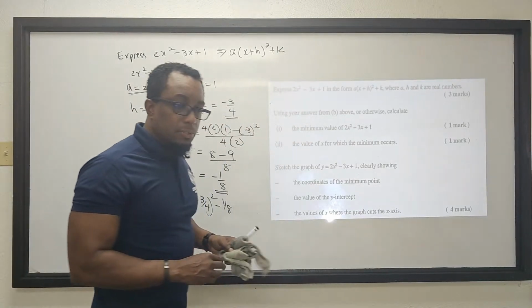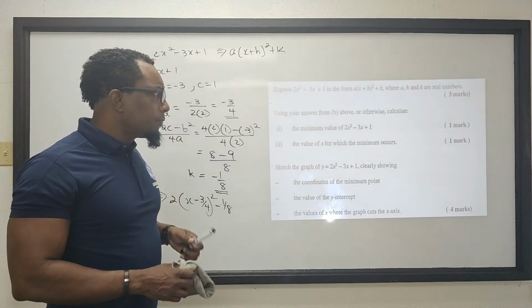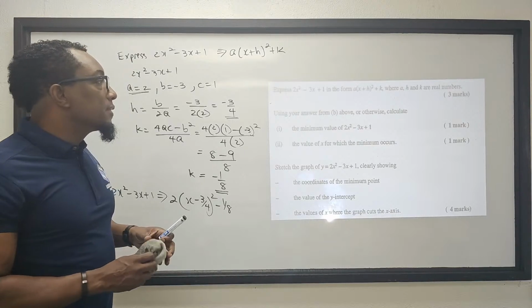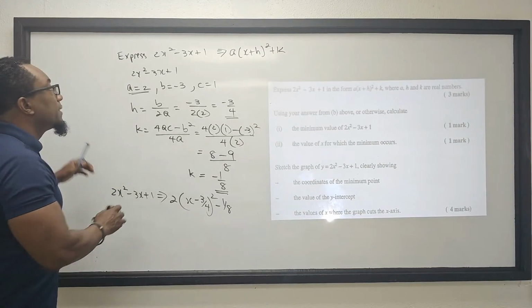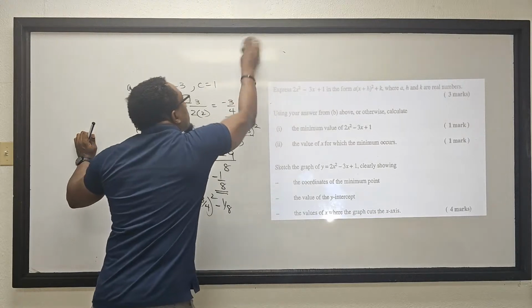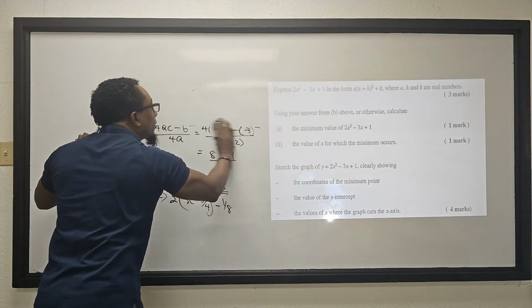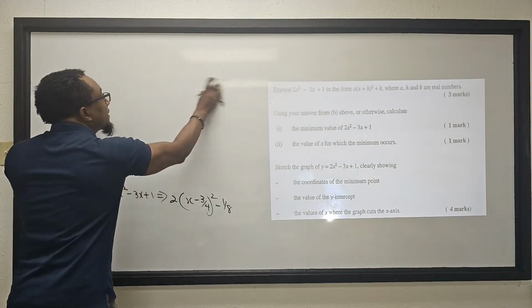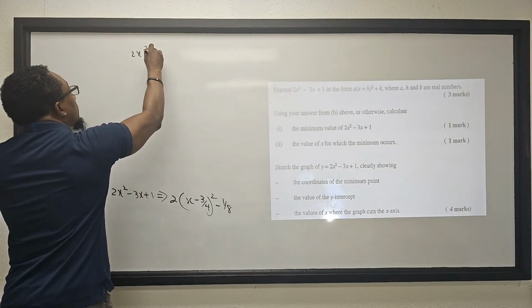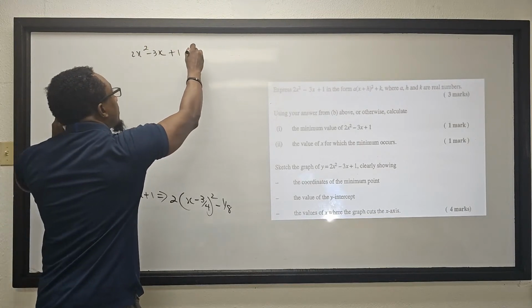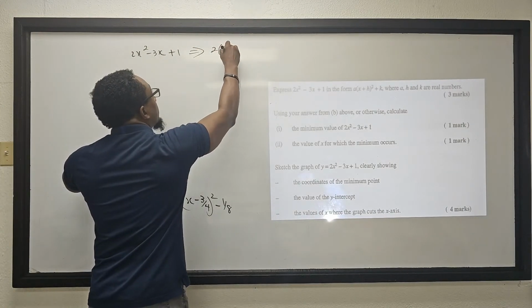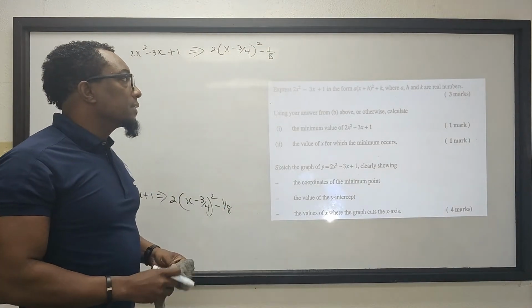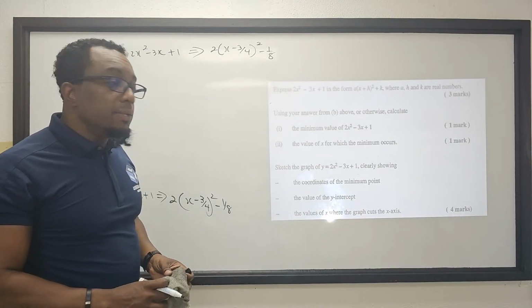Now, when they ask you to complete the square, this is normally a very common part of the question they will ask. So, let us determine the minimum value. So I'm erasing here. We completed the square, we converted 2x squared minus 3x plus 1 into this form. So what they want us to do now is determine the minimum value.